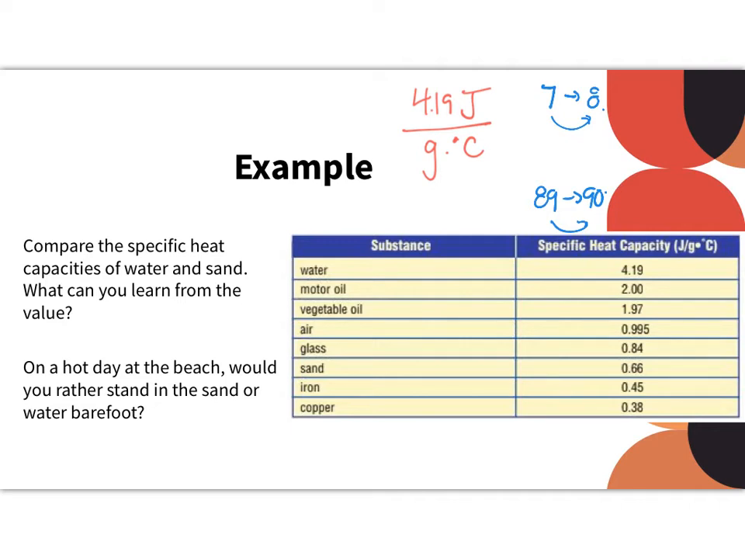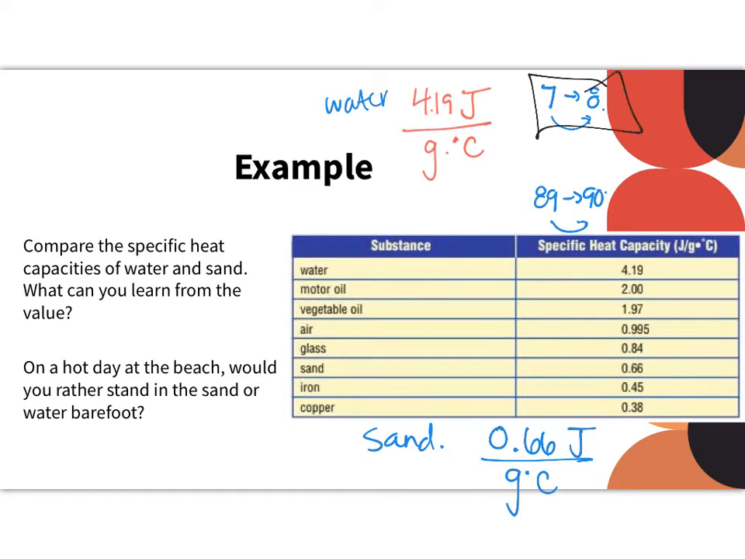Okay, so let's compare the specific heat capacities of water and sand. What can you learn from the values? So water was 4.19 joules per gram degree Celsius, and sand has a specific heat capacity of 0.66 joules per gram degree Celsius. Let's compare the same temperature changes. From 7 to 8 degrees, 1 gram of sand takes 0.66 joules of energy to heat, whereas from 7 to 8 degrees Celsius, 1 gram of water took 4.19 joules to heat. So it takes less energy to heat sand.